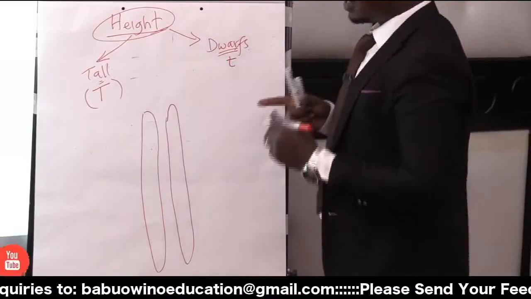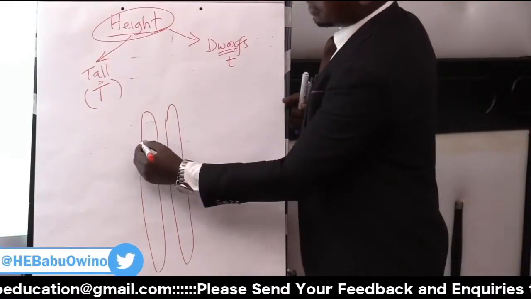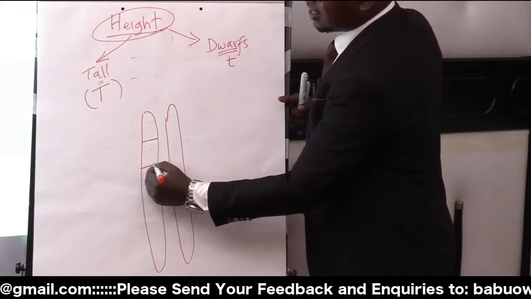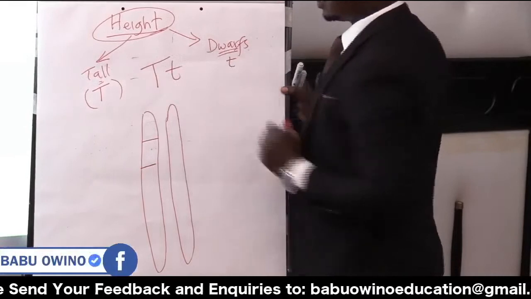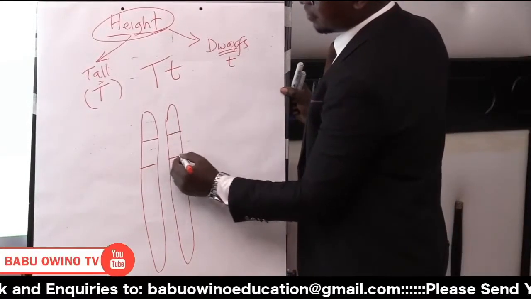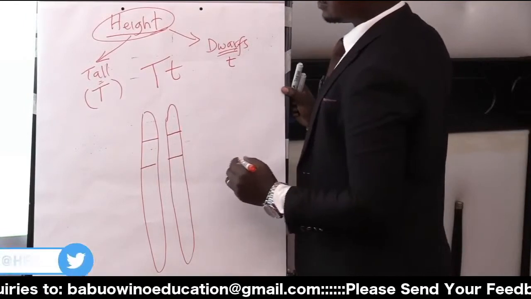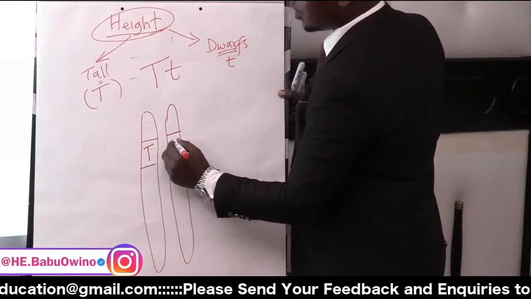again, assuming these are chromosomes we find in garden pea plants that Mendel used, at this particular point, let's say that in the heterozygous plant, that is capital T, small t, let us imagine that at this particular point is where we are having the gene for plant height. And you can find at this particular point we are having capital T, and here we are having small t.